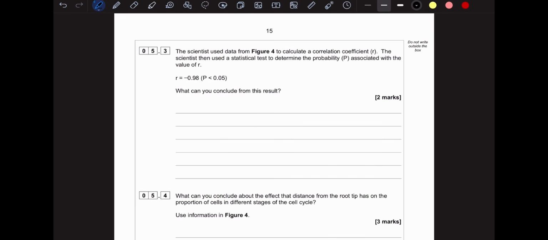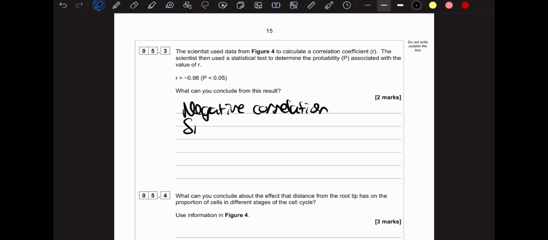Okay, 5.3. The scientists used data from figure 4 to create an R value. The scientists then used statistical tests to determine the probability associated with the value of R. So R equals minus 0.98, and then P is less than 0.05. Okay, so we have the R and P values. So what can you conclude from the result? We can say that there is a negative correlation. Remember, the R value shows correlation, and the closer it is to 1 or minus 1 shows the strength of the correlation. In this case, it's very close to minus 1, showing it's a strong negative correlation, right?